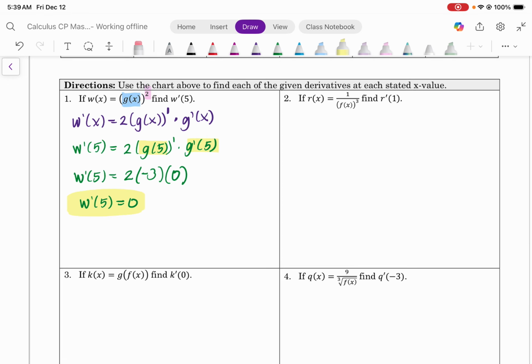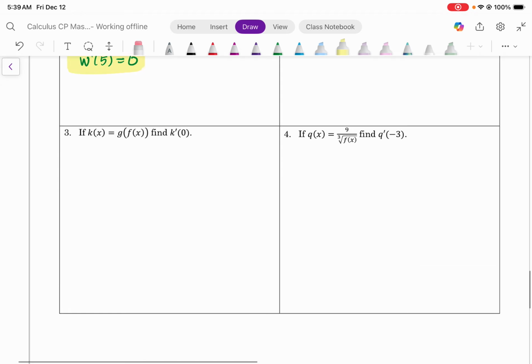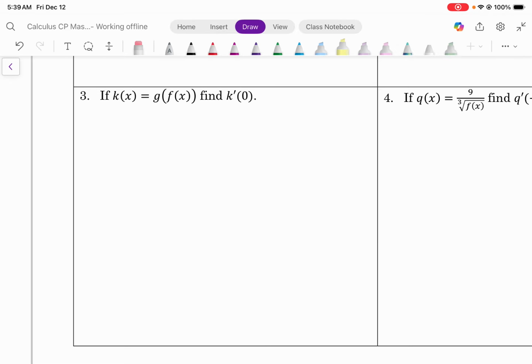Now, sometimes you will have to rewrite the functions. If you look at numbers 2 and 4, I have to bring it up to make the exponent negative or write it as a fractional exponent. But there is one other type of problem that you need to be able to do, and that's the true composite function, where k of x equals g of f of x. Now in this example, to find the derivative, the outside function is g, the inside function is f. So what we're going to do is the derivative of the outside, making no changes to the inside, and then the derivative of the inner function.